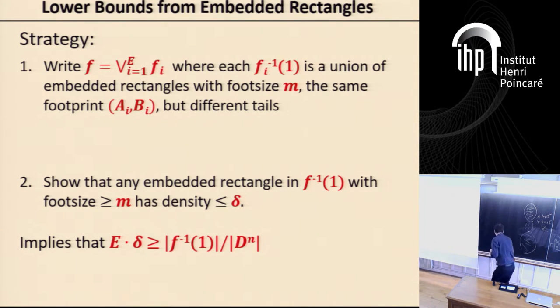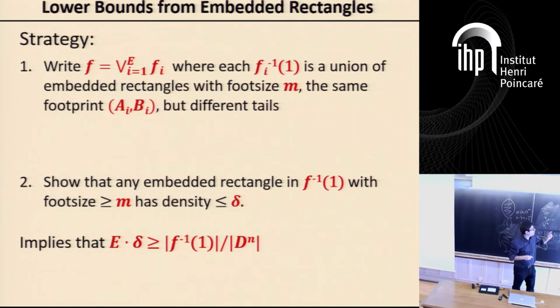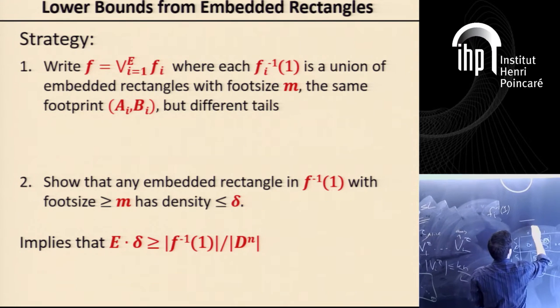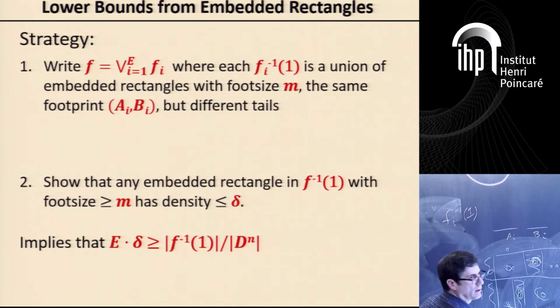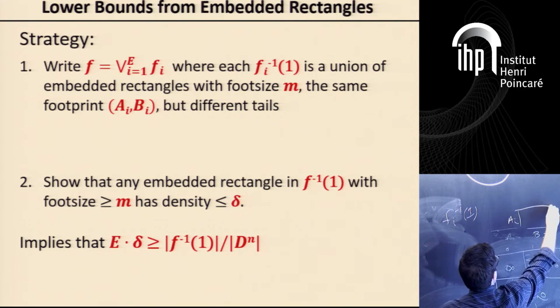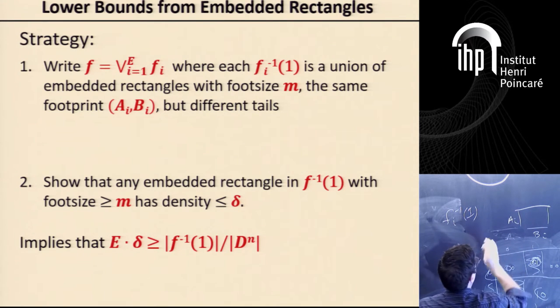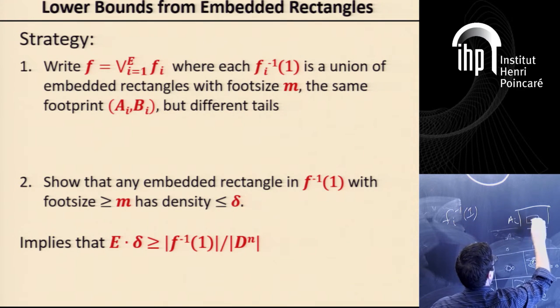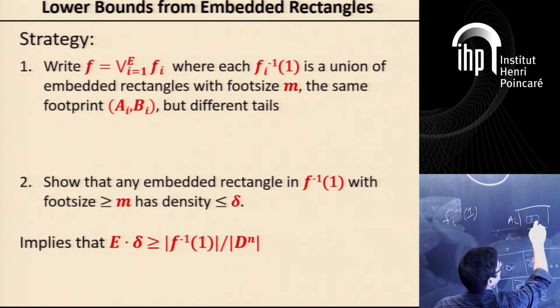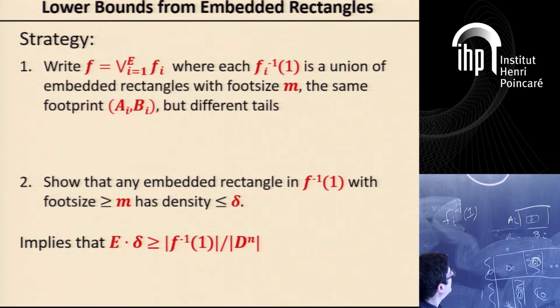Okay? And the reason for this is the following. Let's look at one of these F_i inverse of one. Look at how many inputs can be in there. Well, they have the same footprint. So here's A_i, B_i. They've got the same A_i and B_i. So let's look at the footprint. Each of these embedded rectangles has density at most delta in here. So it's a delta fraction of all the inputs here for each one of the rectangles.